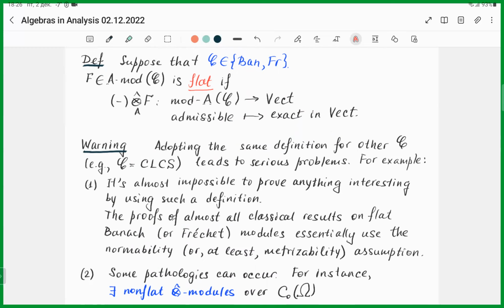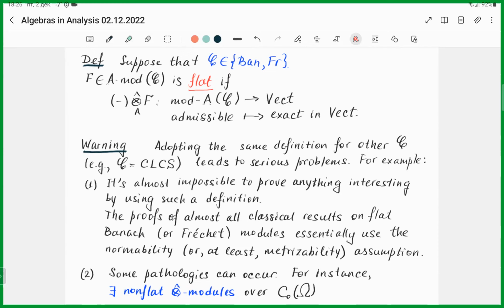First of all, it turns out that if we adopt such a definition for more general topological modules, then we can prove almost nothing interesting about flat modules. And the reason is that if we try to analyze the proofs of some non-trivial results about flat Banach modules, it turns out that the assumption of normability is very essential for the proofs. And the same happens with Fréchet modules. So we cannot just remove the assumption of metrizability. This destroys almost all the proofs. So this is the first reason why this definition is not useful in the non-metrizable context.